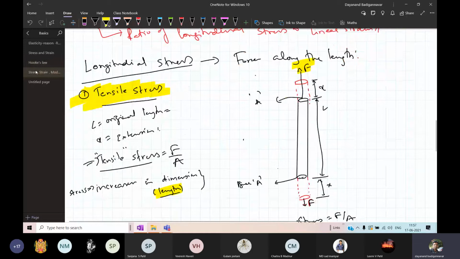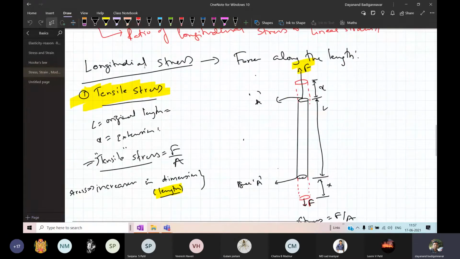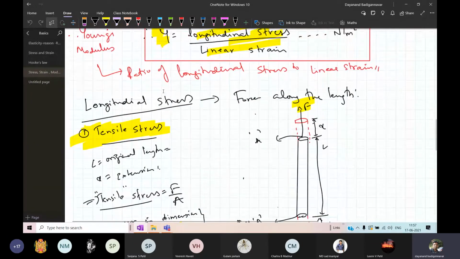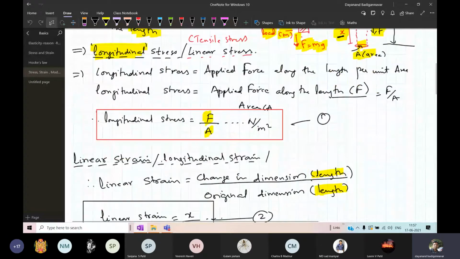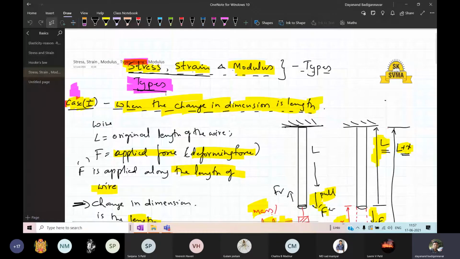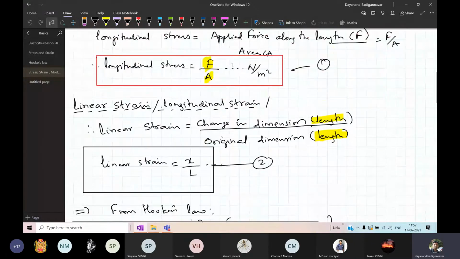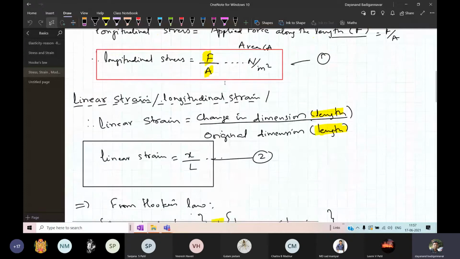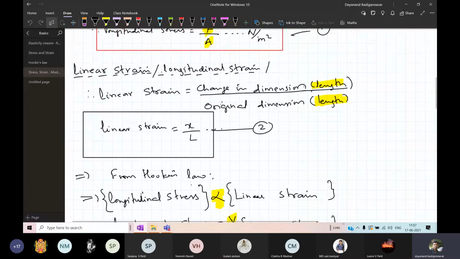Okay, now there are different types of stress we have studied in the earlier class. First one is the longitudinal stress. Before we go further, we have learnt about Young's modulus. This is the modulus when there is a change in the dimension in the form of length, when length is changing. So we define the longitudinal stress as force per unit area, and linear strain as the ratio of change in dimension to the original dimension. Here the length is changing.